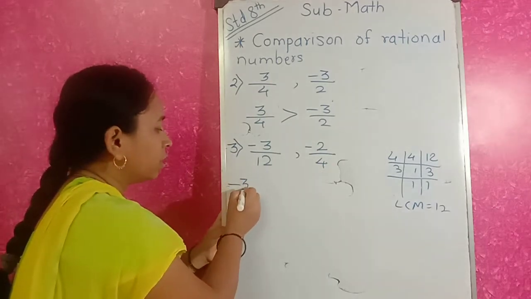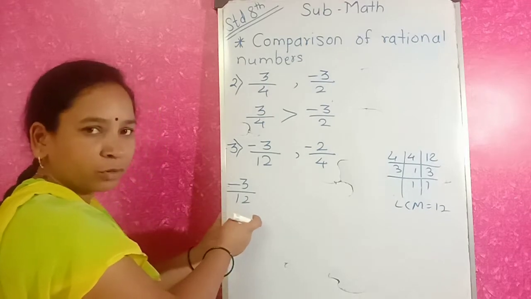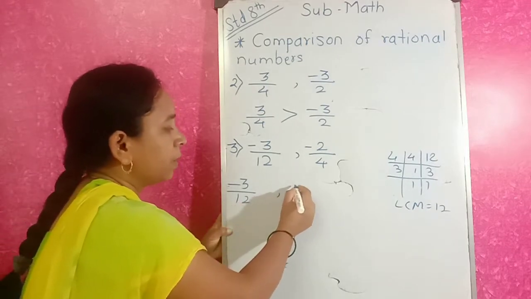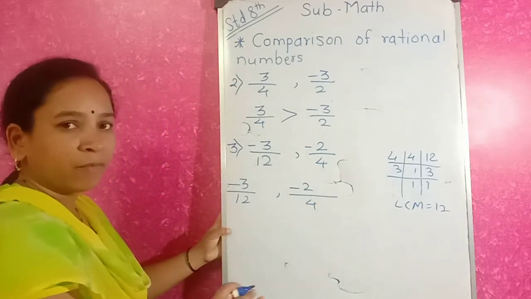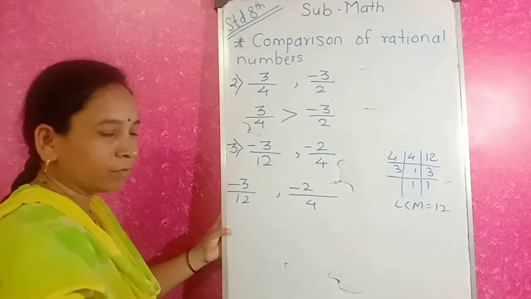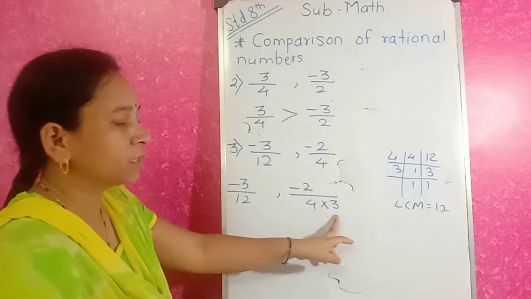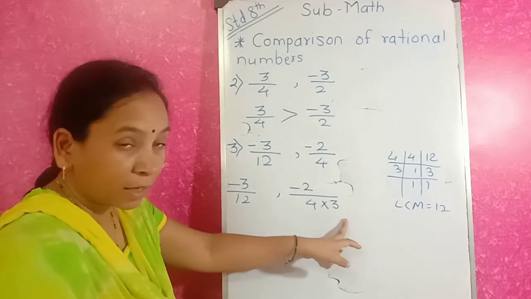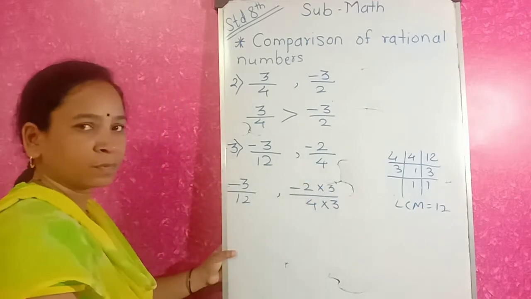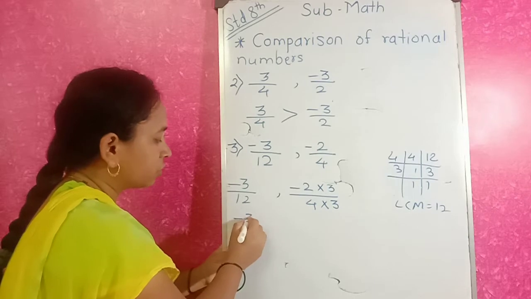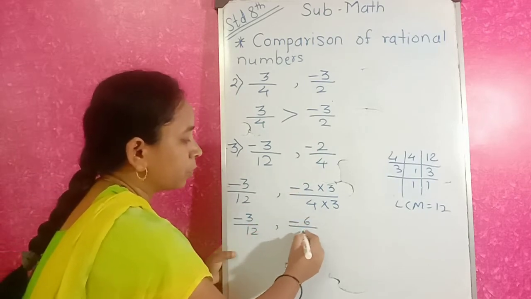So minus 3 upon 12: it should be multiplied? It is already 12, so no need to multiply this fraction. But here I have to multiply. So the denominator I want to convert into 12. So here I should multiply by 3, so it will become 4 3s are 12. If I multiply the denominator, I should multiply the numerator also. Next, here minus 3 upon 12, and here it will become minus 6 upon 12.